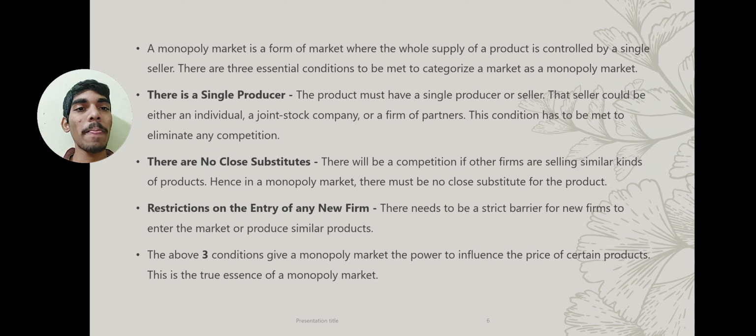There is a single producer. The product must have a single producer or seller. That seller could be either an individual, a joint stock company, or a firm of partners. This condition has to be met to eliminate any competition. Next, there are no close substitutes, which implies there would be competition if other firms were selling similar kinds of products. Hence, in a monopoly market, there must be no substitutes for the product. Next point, restrictions on the entry of new firms. There needs to be a strict barrier for new firms to enter the market or produce similar products. The above three conditions give a monopoly market the power to influence the price of certain products. This is the true essence of monopoly market.